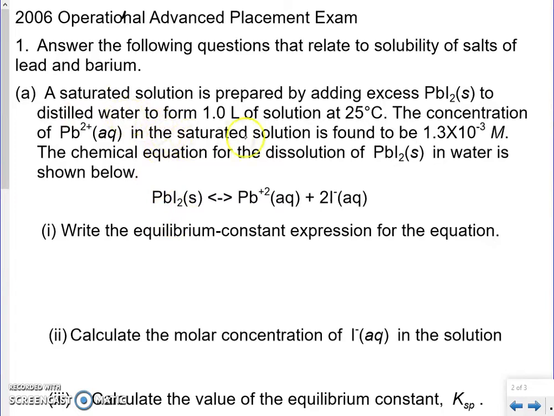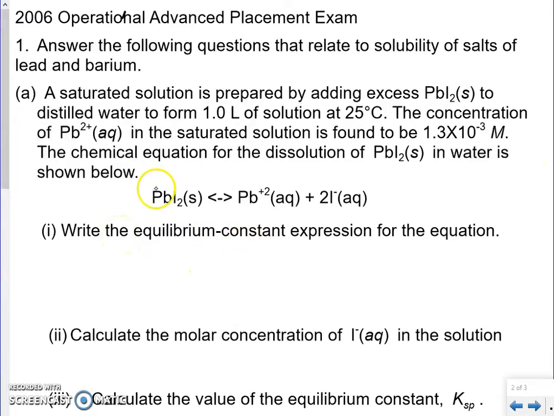We have a saturated solution being prepared by adding excess lead 2 iodide to distilled water to form a 1 liter solution at 25 degrees Celsius. The concentration of the lead 2 ion in the saturated solution is found to be 1.3 times 10 to the negative third molar. The chemical equation for the dissolution, which remember dissolution just means the solubility or the dissolving process of lead 2 iodide in water, is shown below. So we have our reaction.